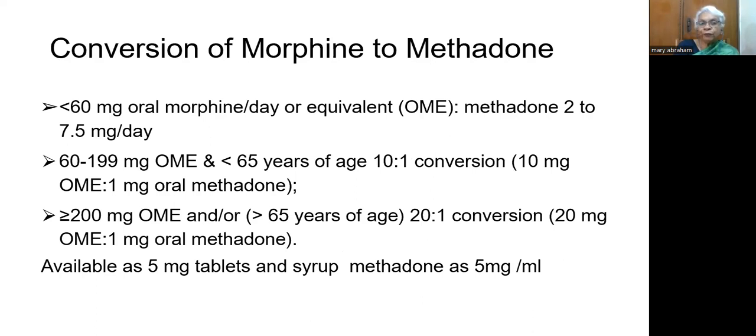Okay. When you're converting morphine to methadone, this is the way you go about it. Now, 60 mg oral morphine is equivalent to 2 to 7.5 mg methadone. But if you're giving more than 60 up to 199 oral morphine equivalent, or the patient is less than 65 years of age, the conversion factor is 10:1. That means if you're giving 10 mg morphine, then you give 1 mg methadone. But if you're giving more than 200 mg morphine, then the conversion is 20:1. That is 20 mg morphine to 1 mg methadone. It is available as 5 mg tablets and syrup as 5 mg per ml. Next, please.